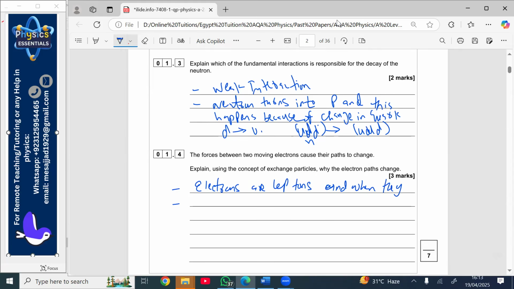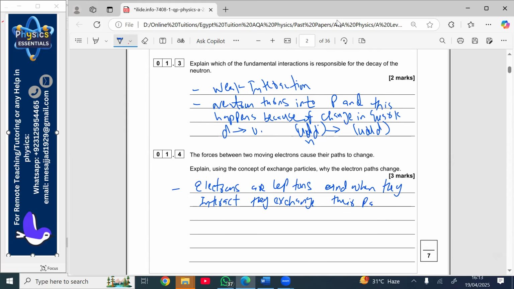Electrons are leptons, and when they interact, they exchange their particles called virtual photons.